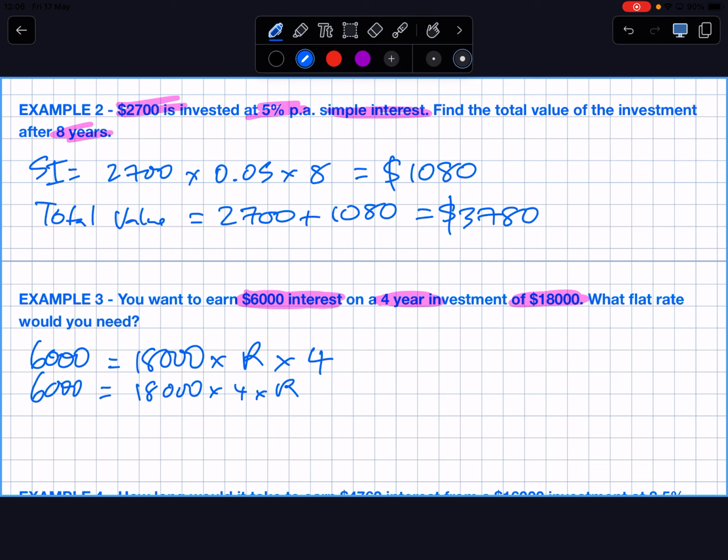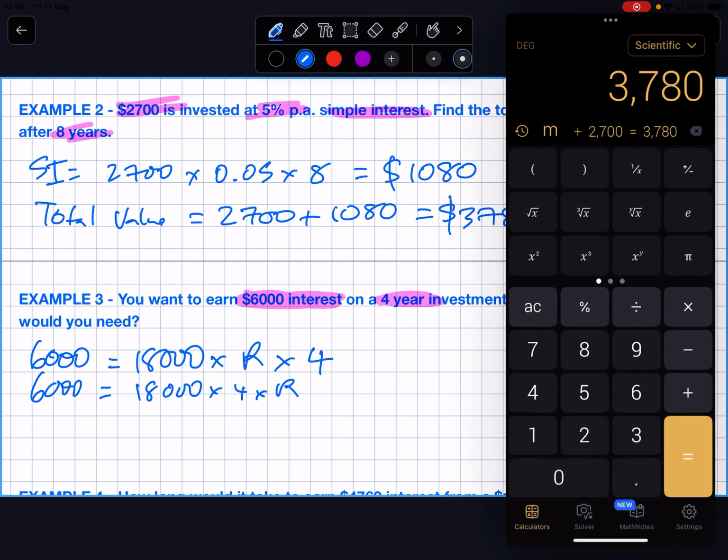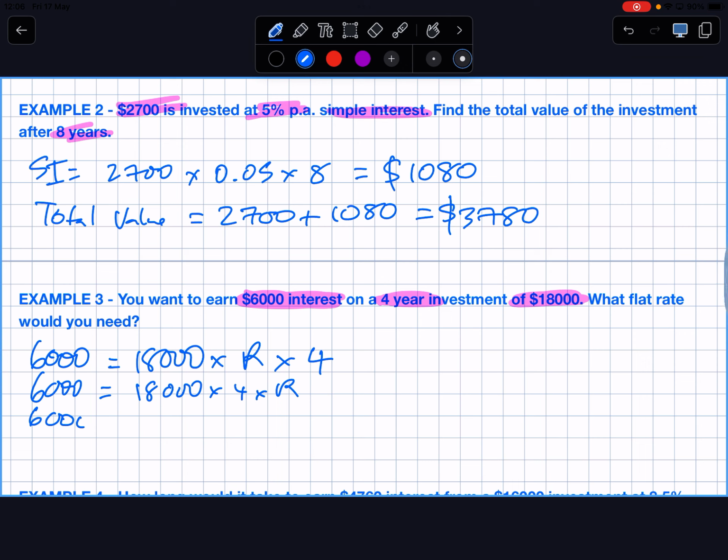I haven't changed the question. 18,000 times by 4. Nothing's stopping me working that out. That's 72,000. So 6 grand equals 72,000 times by R. Now we use our algebra skills because I want to find what R is. What is 72,000 doing to R? What's the sign between? Multiplying. So what's the opposite of multiplying by 72,000? Good. So divide by 72,000, but what must I do on the other side? Also divide by 72,000. 72,000 is going to cancel.